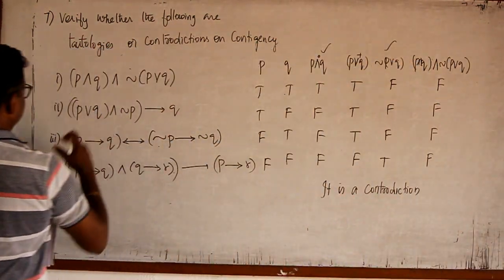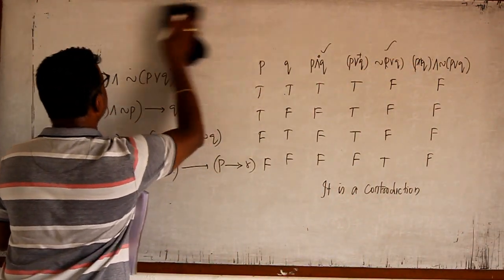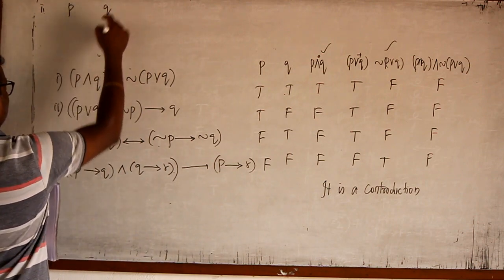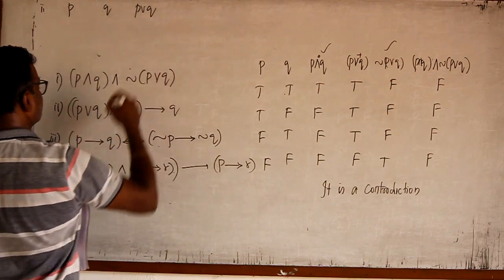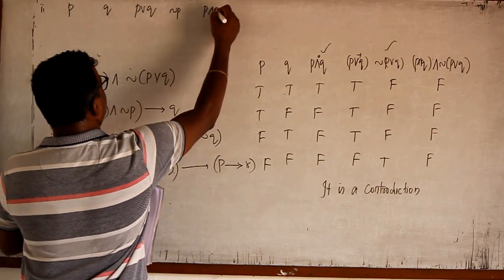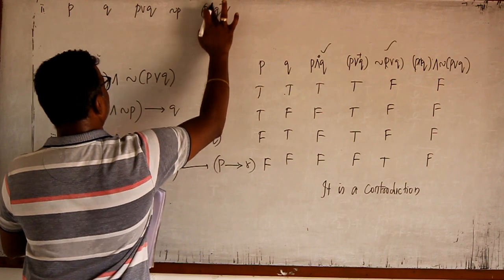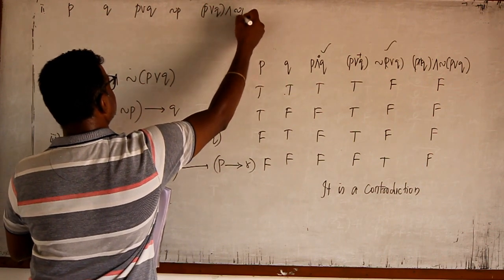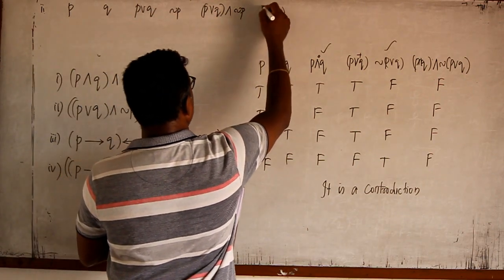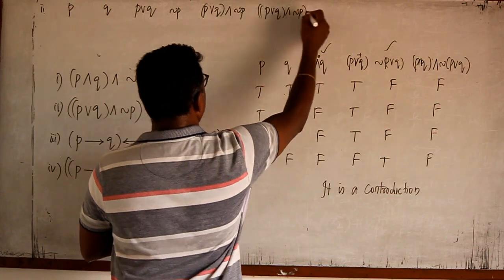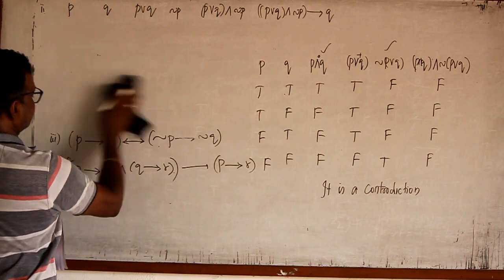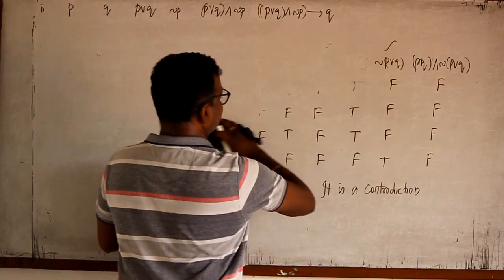Now, second question. Here I will do. I need P, then Q, then P or Q. Then I need negation of P. Then I need the P or Q and negation of P. Then I need P or Q cap negation of P. This tends to Q. So this is the second question. I will write these questions afterwards. So you should learn this one also.